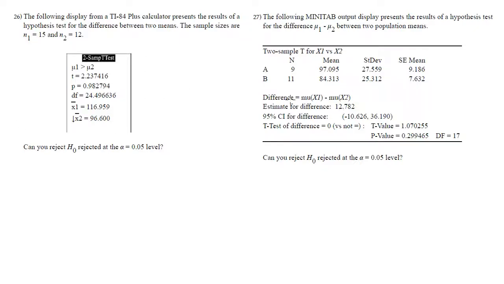26 and 27, TI-84 Plus calculator, Minitab output. Same question though: can you reject the null hypothesis? Again, it doesn't matter if this is a 2-sample t-test, 1-sample t, 1-sample z, or 2-sample z, it's the same analysis. Traditional method versus the P method.